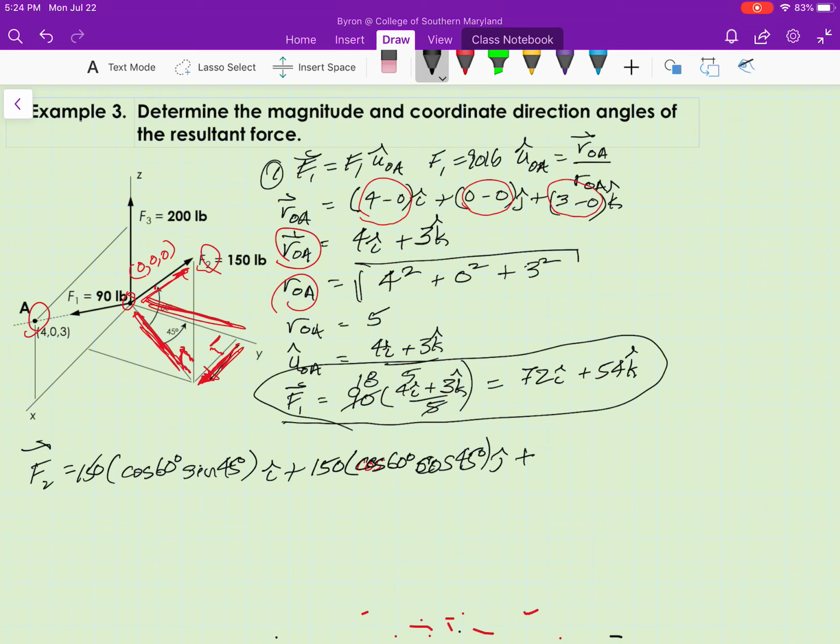And the k term is actually the easiest, where the k term is going to be this distance here. And remember, that's in a right triangle, so it's going to be the 150 times the sine of 60 degrees, k.